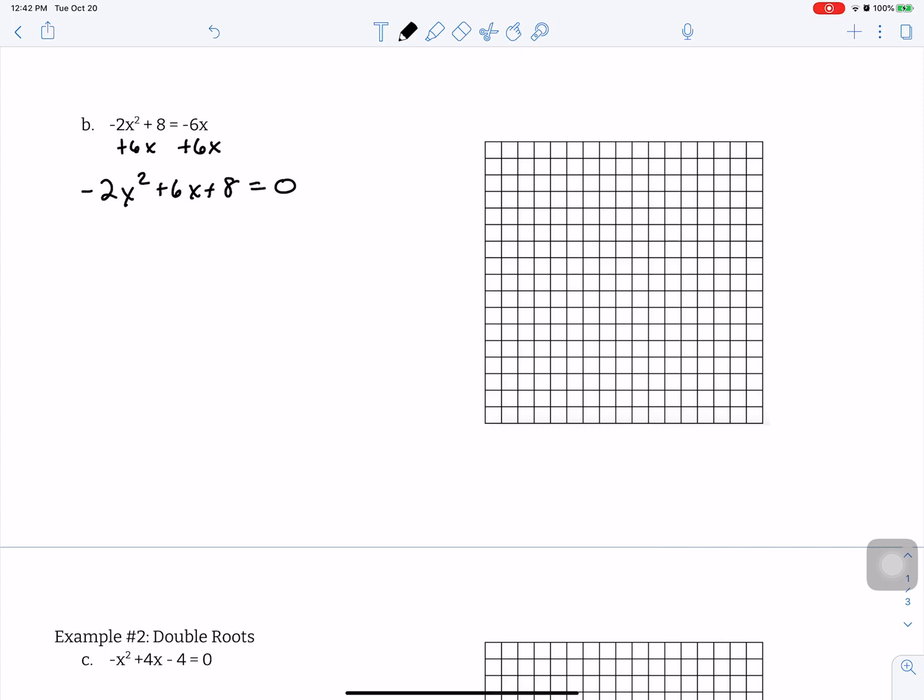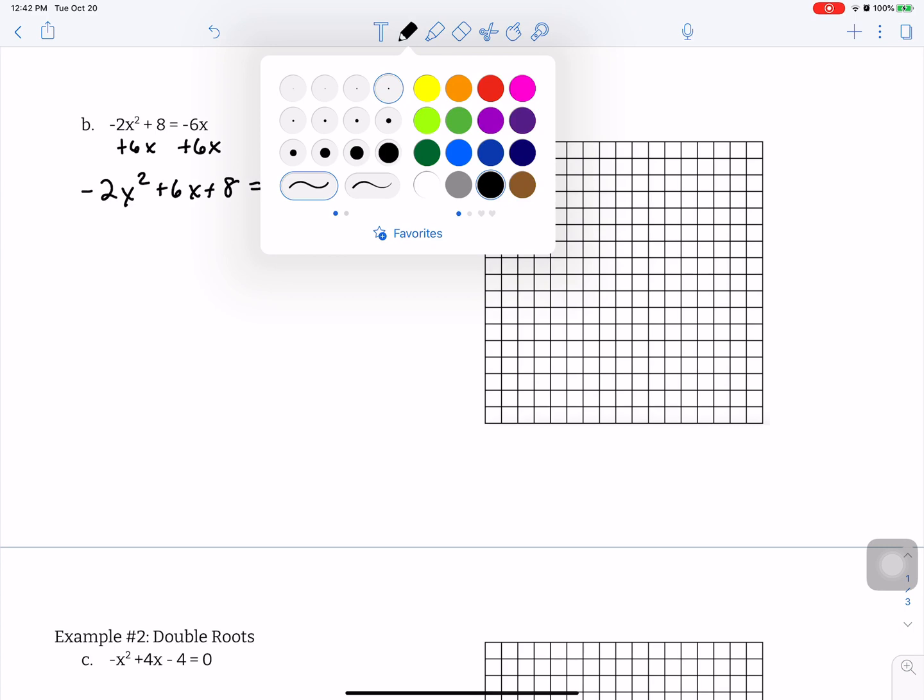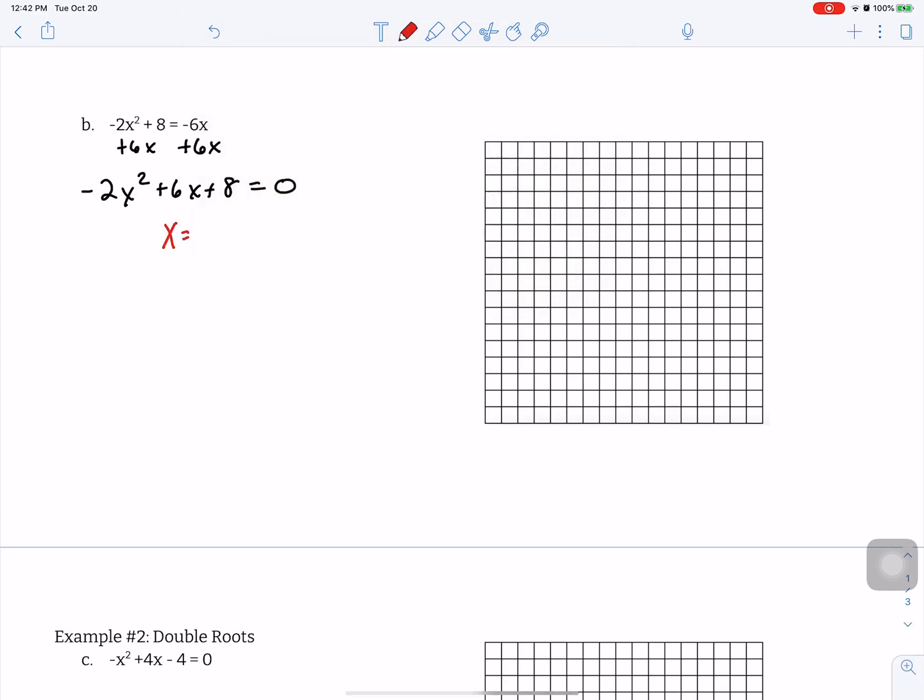So once I have it equal to 0, I'm good. I don't have to worry about the other parts of it. And now I can come up with my axis of symmetry. So x is equal to the opposite of b over 2a, which in this case is negative 6 over 2 times negative 2. So negative 6 over negative 4, which would be 3 halves, or 1.5.